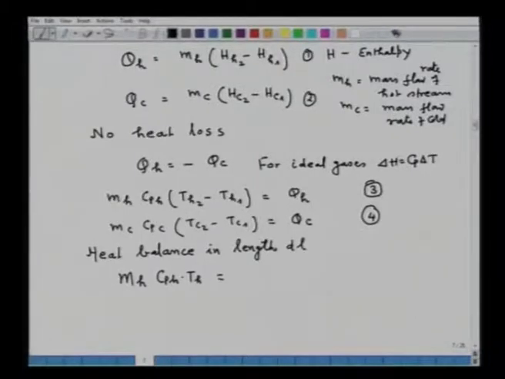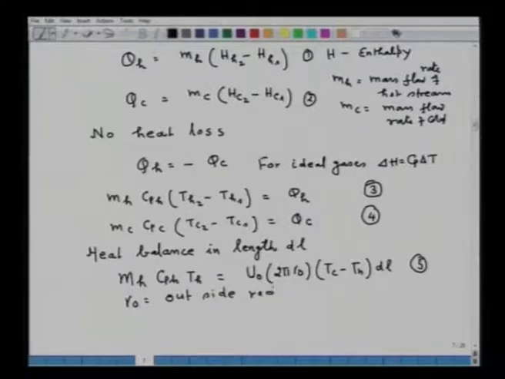This is the heat entering, our heat input, that should be equal to the output, and the output will be equal to U0 into 2 pi R0 into Tc minus Th over the length dl, and this is our equation number 5, where remember R0 is the outside radius of the inner tube, and U0 is the overall heat transfer coefficient.